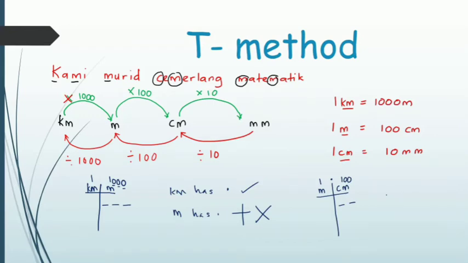The same goes if the meter has a decimal point, we still can use the T method. If the centimeter has a decimal point, we can't use the T method. Remember that if the smallest unit has a decimal point, we cannot use the T method. We have to use the formula to convert the units.